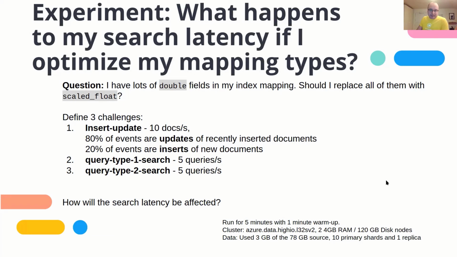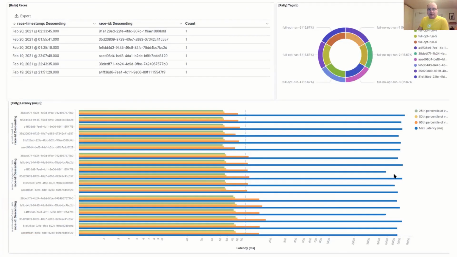Okay, so what do we get? This is an example of a dashboard that we built for Entur. What you see up to the left is the timestamp of each race and an ID. Rally will create an ID for each race. When you run a race, you can also tag the race with something that makes sense for you. This is what I did here. I tagged it with, for example, full run, not optimization, run 1, run 2, run 3.